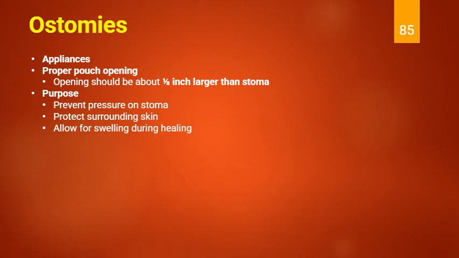Proper fitting of the ostomy appliance is essential for protecting the stoma and surrounding skin. The opening of the pouching system should be approximately 1/8 inch larger than the stoma. This allows enough space for the stoma without placing pressure on the tissue. If the opening is too tight, it may cause pressure, swelling, or reduce blood flow. If it is too loose, stool may leak onto the skin, leading to irritation and skin breakdown.